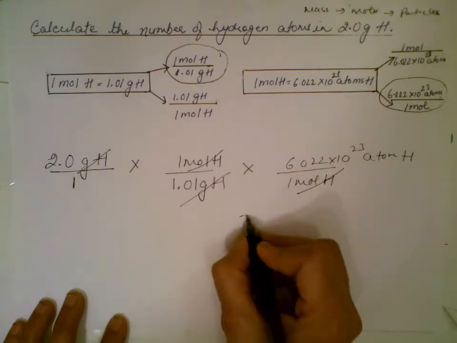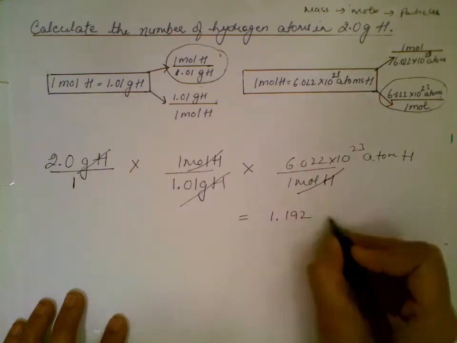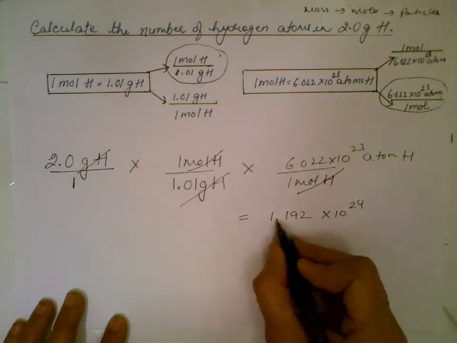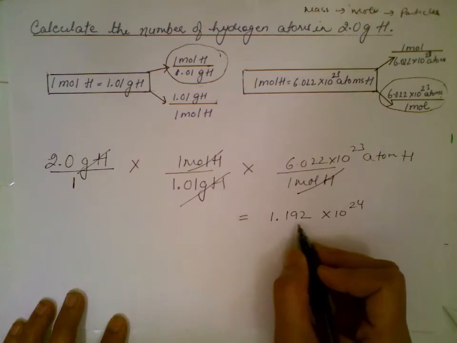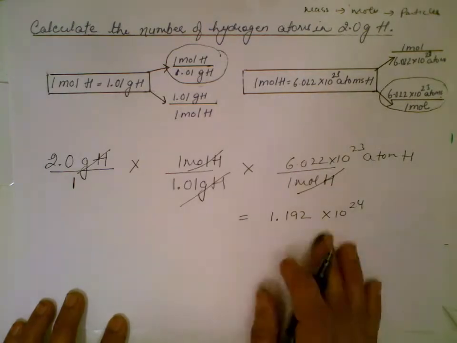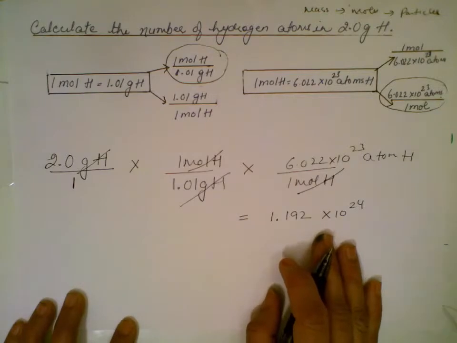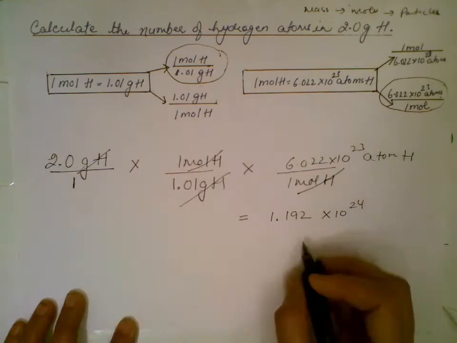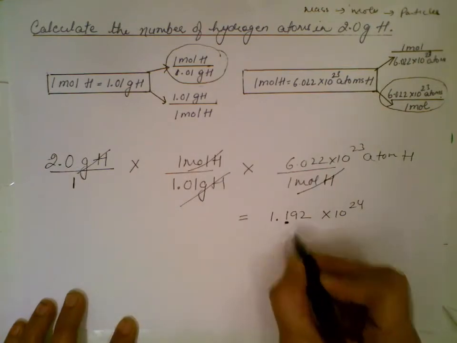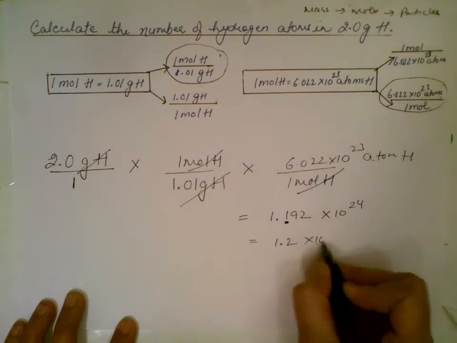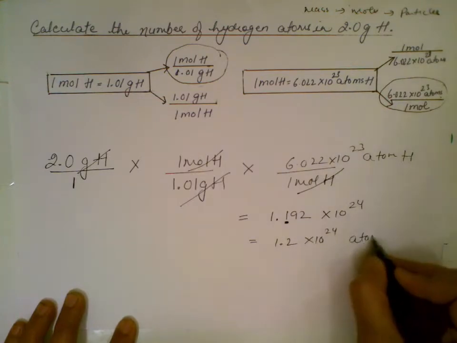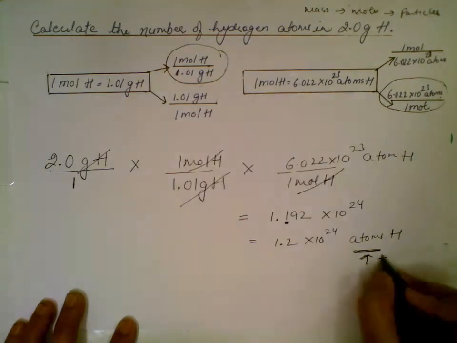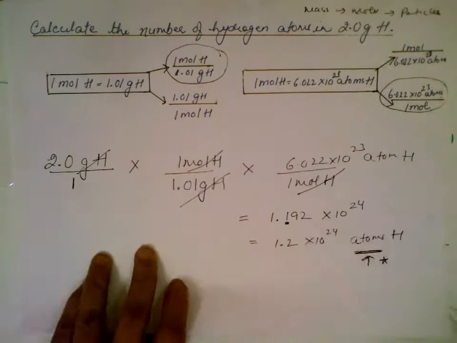Use your calculator, plug in the values. That will give you 1.192 times 10 to the power 24. Now, scientific notation is fine. However, you have to fix the significant figures. Your calculator doesn't give the significant figures, guys. So here you have 2 sig figs in your given. You go by the given for the sig figs in these problems. 1.2 times 10 to the power 24 atoms. Don't forget the final unit in the answer. This unit is very important. Don't forget that.